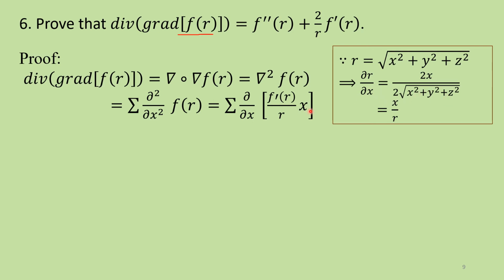So I have substituted that. So the derivative of f of r partially with respect to x is f dash of r into x by r, or I have f dash of r by r into x.